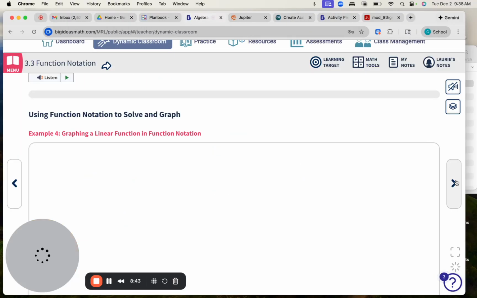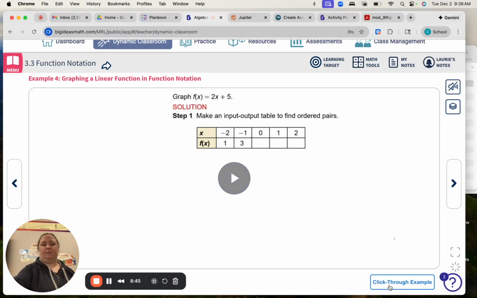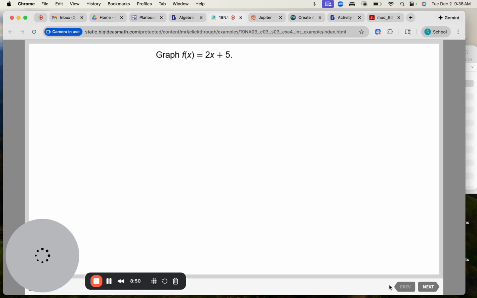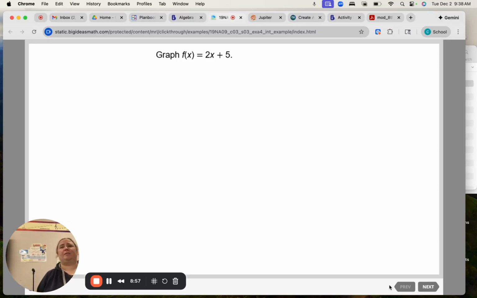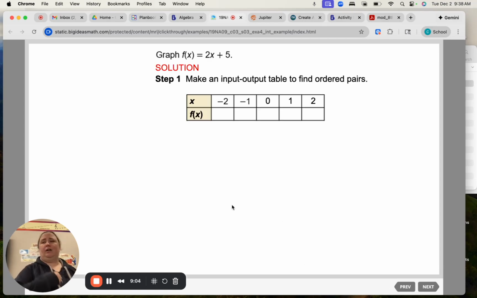All right. Let's look at example 4. All right, so now we're going to graph. F of x equals 2x plus 5. Is this in slope-intercept form? Yeah. So are we able to graph it? Yeah. Absolutely. I don't need you to make a table unless you prefer doing it that way. As long as it's in slope-intercept form, we can graph it. But if you make a table, pick at least three values and solve.